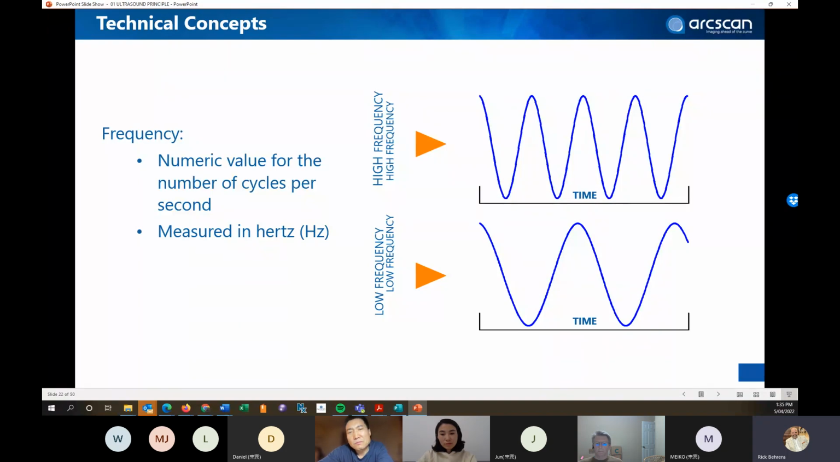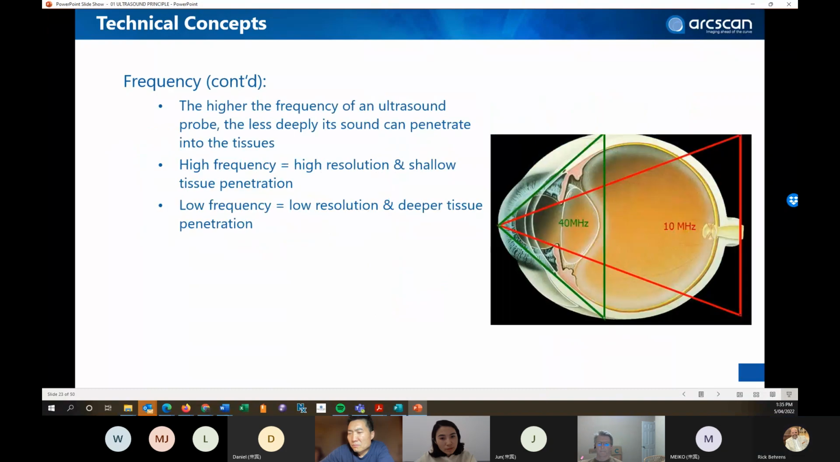We are working with one of the highest frequencies in the market. We work with 50 megahertz. The only frequency that is higher than that was a prototype ultrasound produced by a company called iScience, which was 80 megahertz, and that's no longer sellable at the moment. So 50 megahertz is the ideal frequency to evaluate the anterior segment.